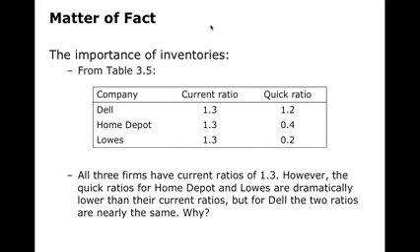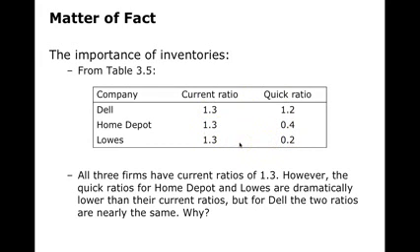Okay, so the importance of inventory: if we look at this table, we have Dell, Home Depot, and Lowe's. We look at their quick ratio and their current ratio. And we see here that Dell has the least amount of inventory because they have the smallest change between their current and quick ratios, whereas Lowe's has the biggest change, which means Lowe's has the most inventory.